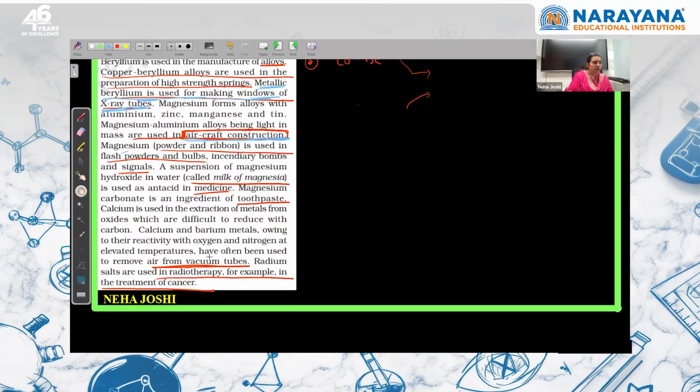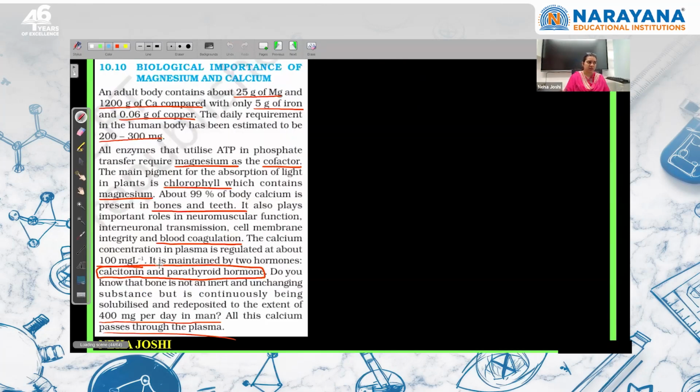Calcium and barium metals, owing to their reactivity with oxygen and nitrogen at elevated temperature, have often been used to remove air from vacuum tubes. Radium is used in radiotherapy, for example, in the treatment of cancer. Biological importance, again important. The calcium concentration in plasma is maintained by two hormones. You have to remember: calcitonin and parathyroid. These two hormones control it.